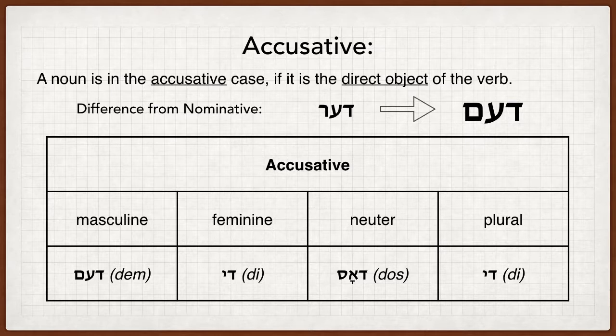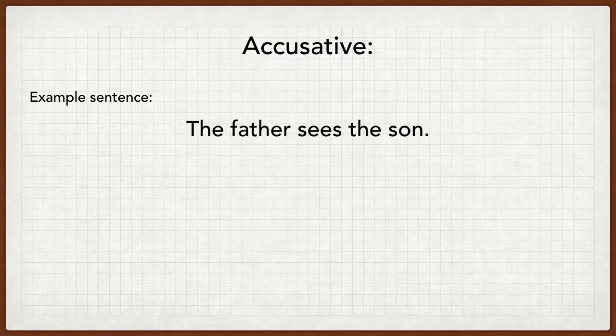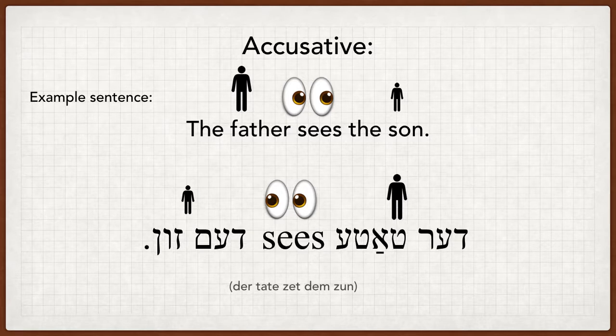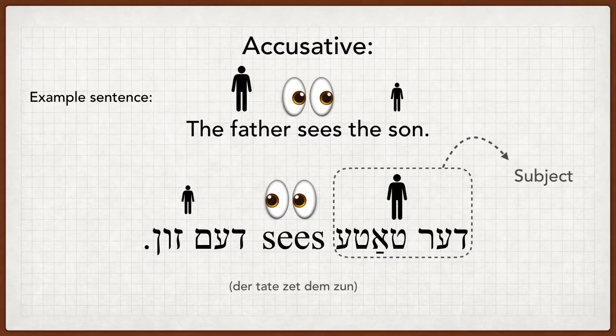Now let's take a look at an example. So here we have the sentence, the father sees the son. And in Yiddish it is der Tate sieht dem Sohn. Der Tate sieht dem Sohn. And I have changed the unknown verb to the English verb because I don't want to confuse you with some unknown words right in the middle of the sentence. So, der Tate is the subject because he's the one performing the action of seeing. Therefore, he is in the nominative case.